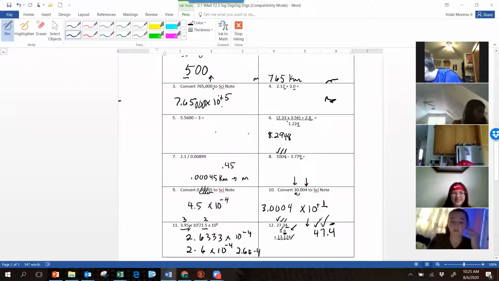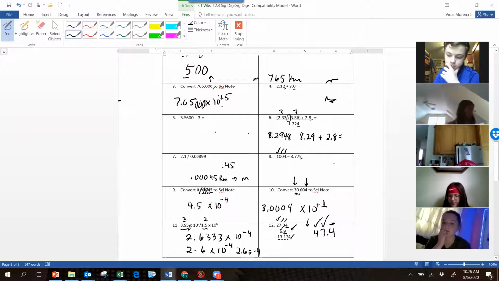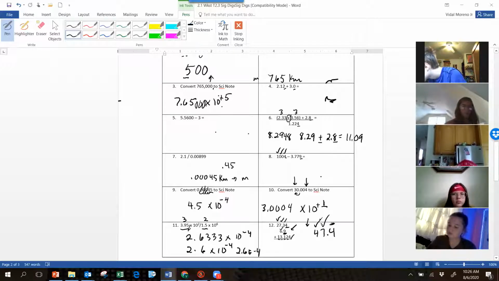But when you're multiplying, you go with the smallest number of sig digs, which is 3. So it's 8.29, plus 2.8. Add those together. 11.09. But when you're adding or subtracting, you have to go with the smallest number of decimal places, which 2.8 has only 1 decimal place. So it needs to be 11.1.